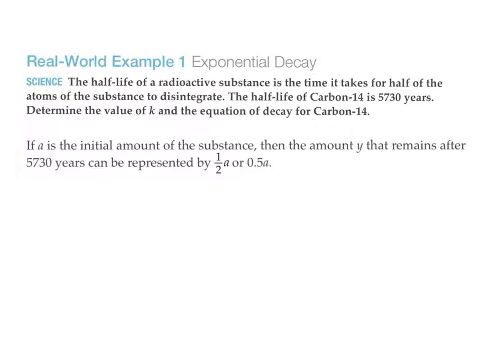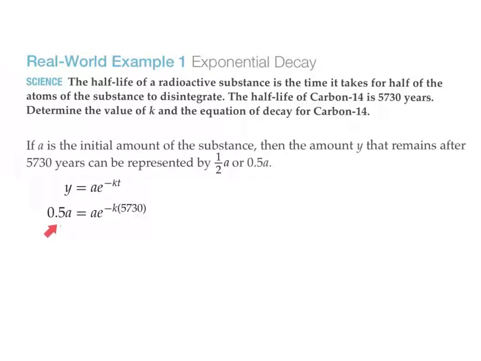I don't need to know that there's 7 million molecules, and then after 5,730 years, there's 3.5 million. We don't need to know that, because what's going to end up happening is having an A on both sides of the equation is going to force it to cancel out. So that's what I've got.